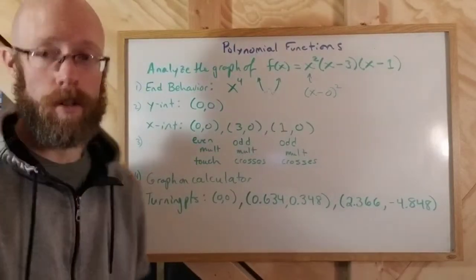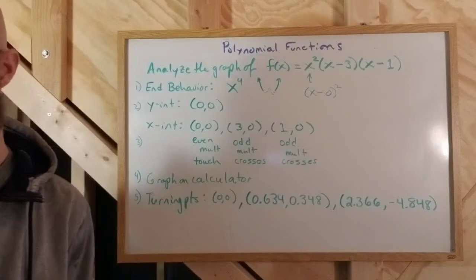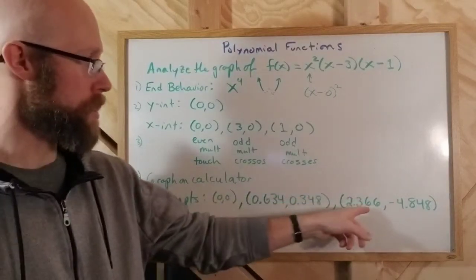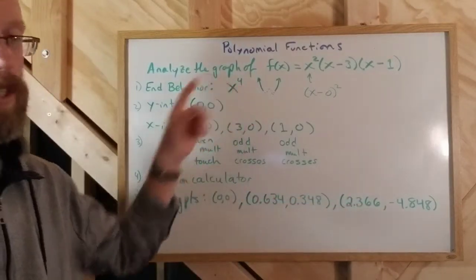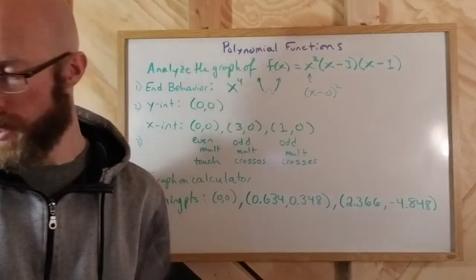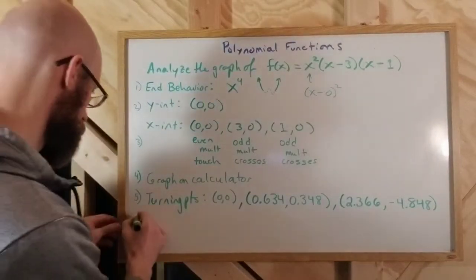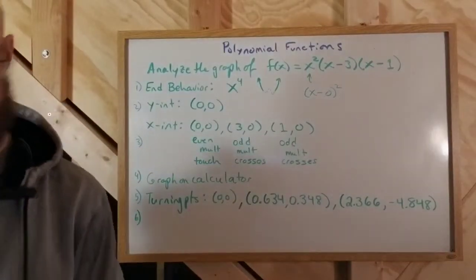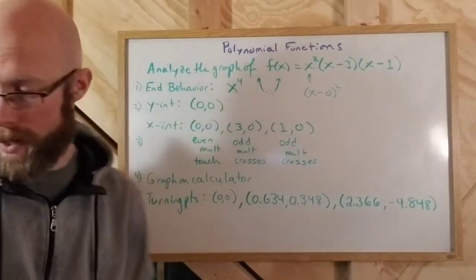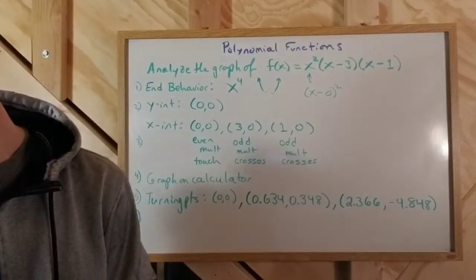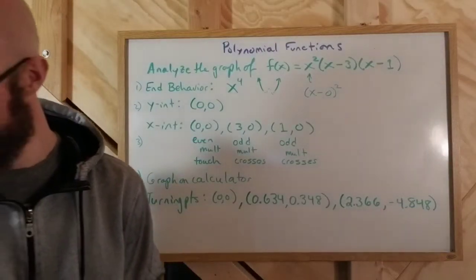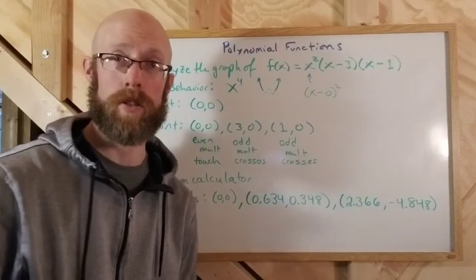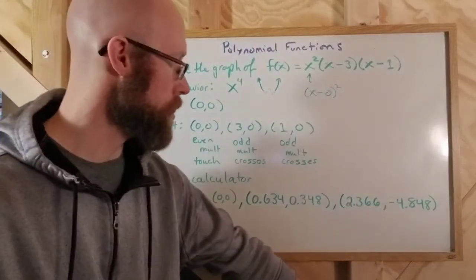Okay, so there's our turning points. And again, there are 3 of them, which makes sense because that's one less than the degree of the polynomial. Okay, number 6, the 6th thing that we need to do to analyze this graph is to use the information in the first 5 steps to draw a complete graph of the function. So we're actually going to sketch the graph in step 6.